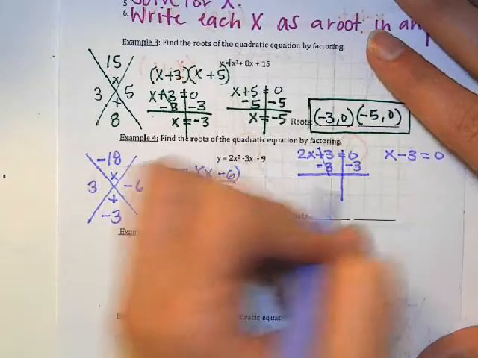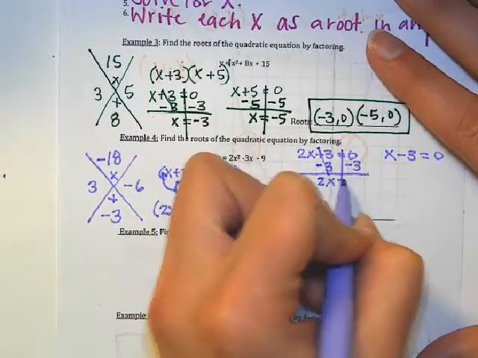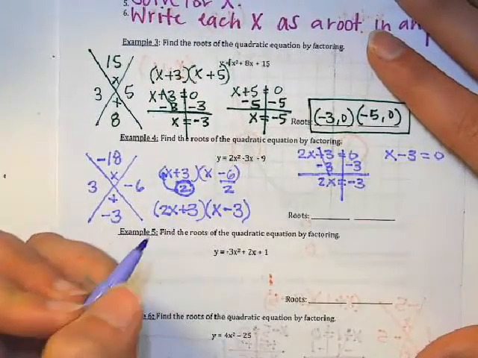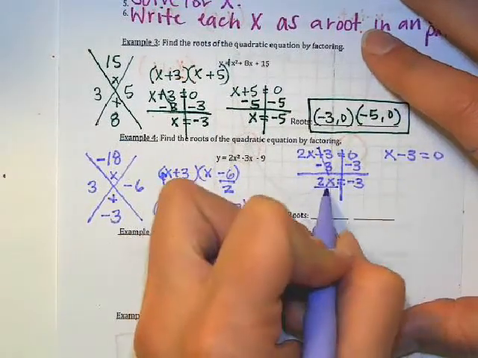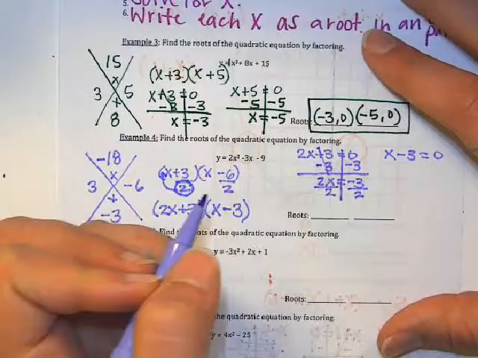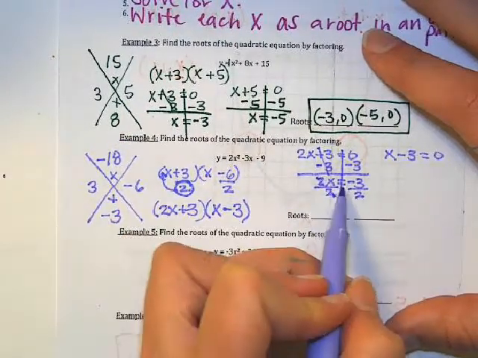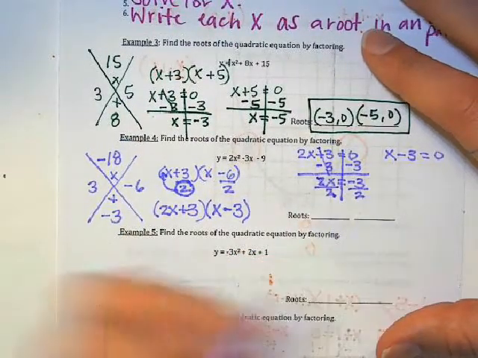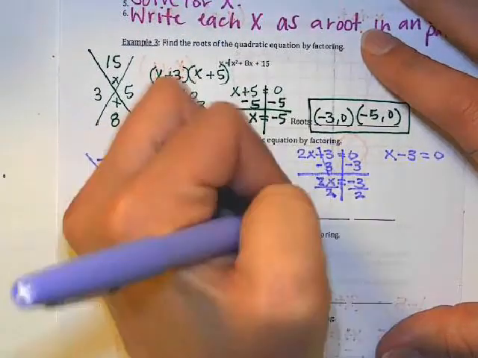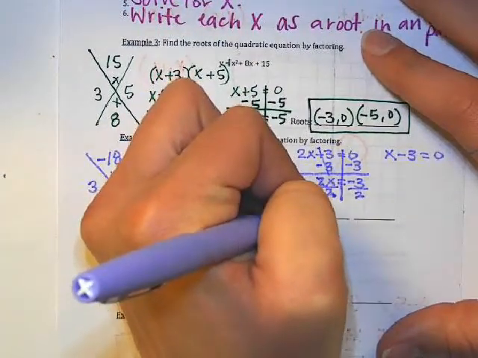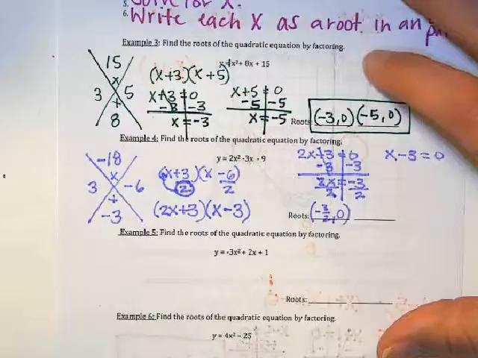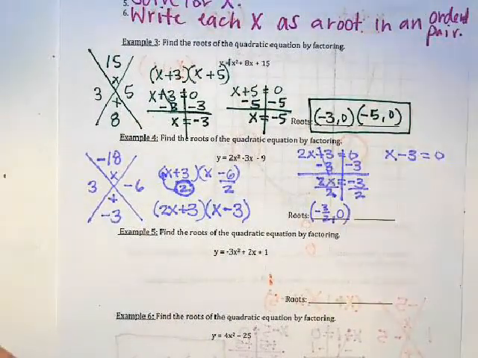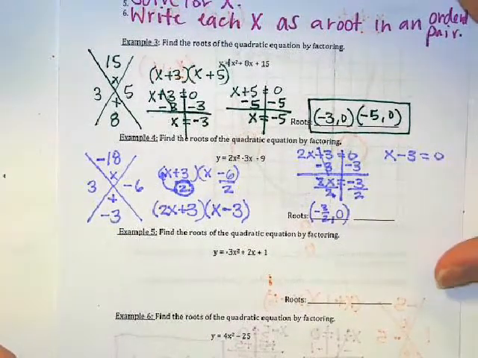3 minus 3 is 0. I'm left with 2x equals -3. Now what? Divide by 2. Divide by 2. Okay, and I'm left with x equals -3 over 2. I'm going to leave it as a fraction. So my first root is -3 over 2, comma 0. Questions?